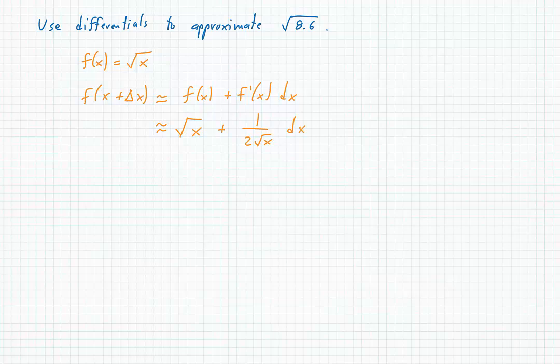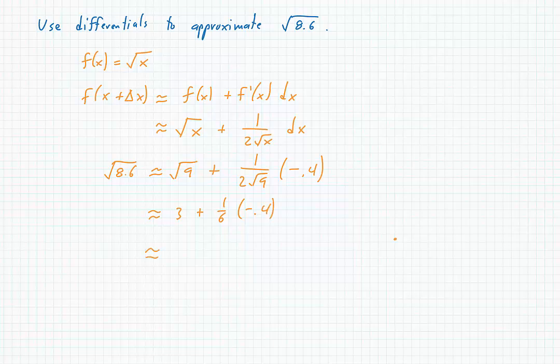Now if we plug some numbers in here, that says that the square root of 8.6 is going to be about the square root of 9 plus 1 divided by 2 times the square root of 9 times a negative 0.4. That's the difference between 9 and the 8.6. That's what our delta x is in this case. So we're going to end up with approximately 3 plus 1 over 6 times negative 0.4.